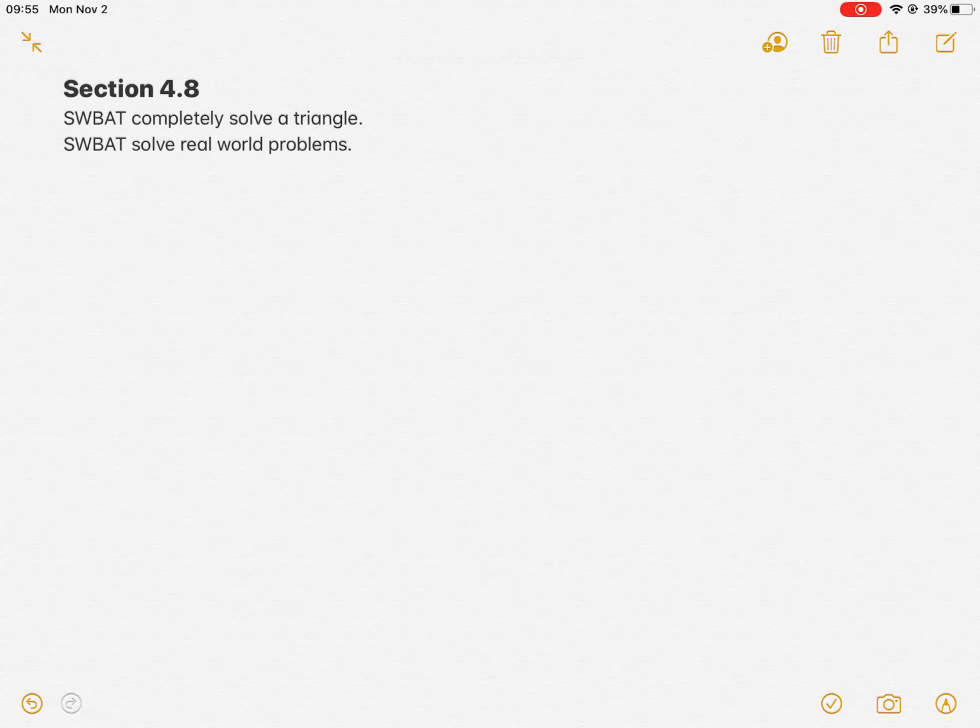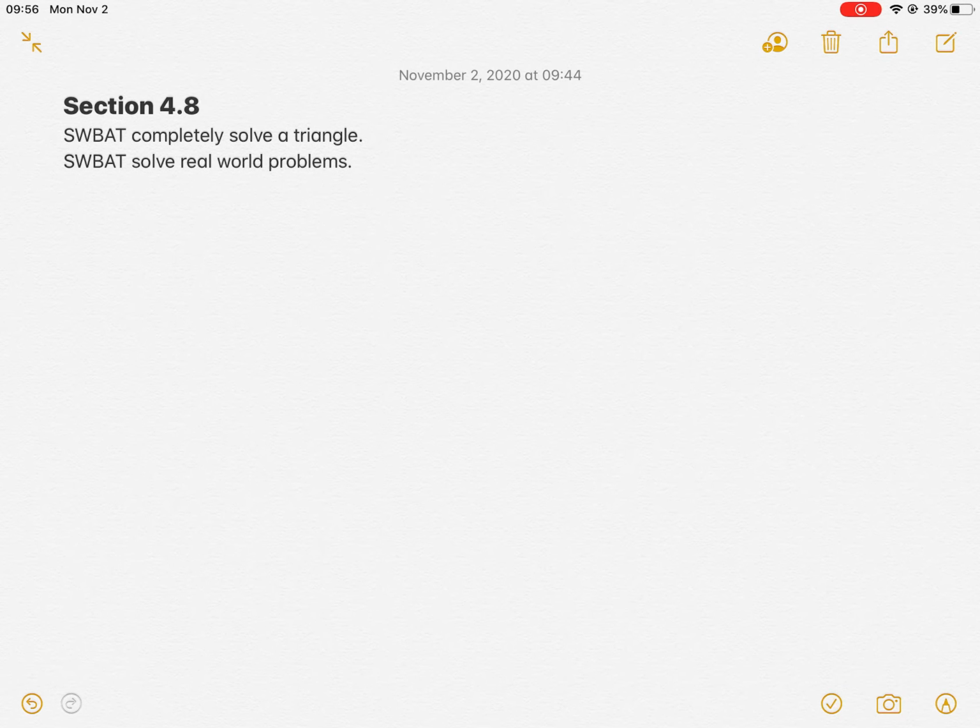Okay, so the next section we're going to cover is section 4.8. And really this section is just kind of an additional problem set section. We'll be seeing some real world problems. We're also just going to talk about what it means to completely solve a triangle. So we're just going to use some trig in order to calculate a couple of different examples.